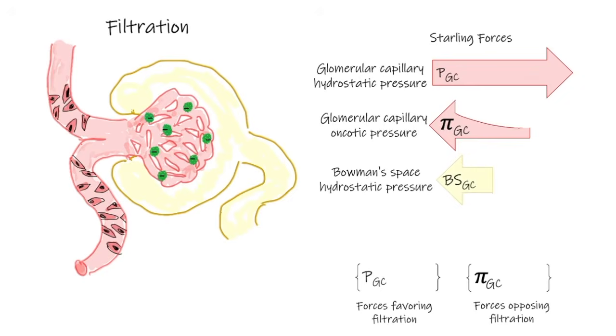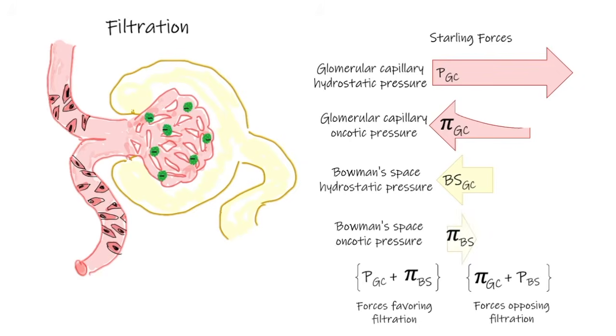We also have Bowman space hydrostatic pressure. Bowman space is a defined fluid-filled compartment. The fluid already present there exerts pressure back toward the glomerular capillary, so Bowman space hydrostatic pressure opposes filtration.